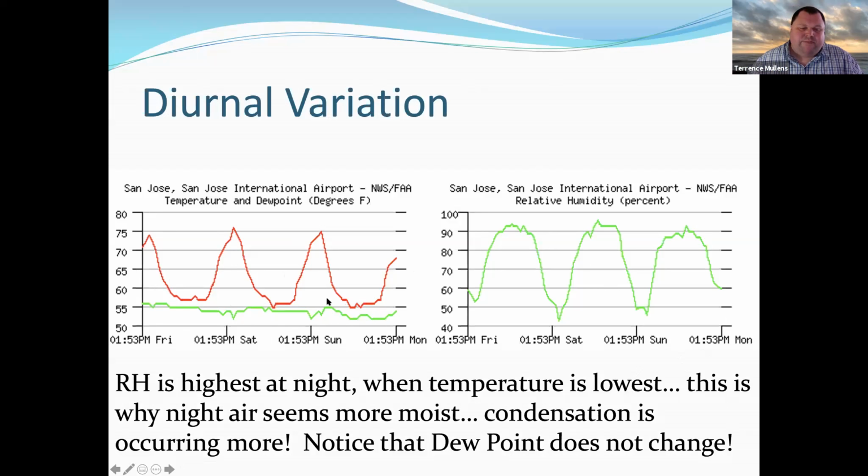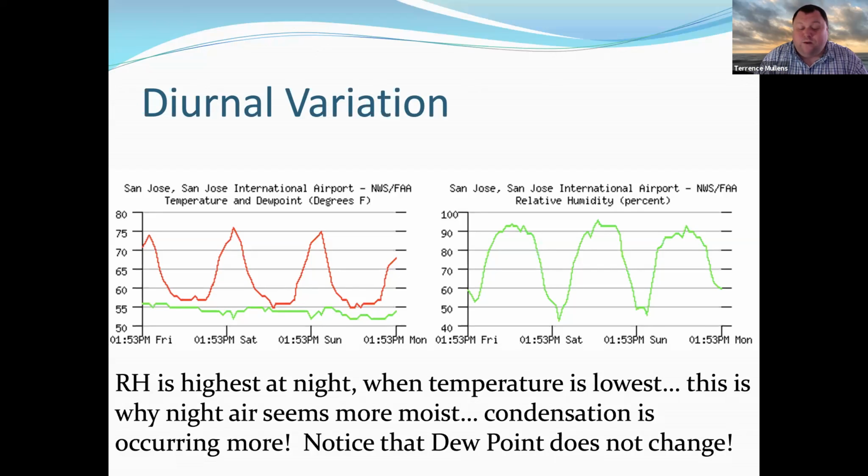Now let me take a second and talk about this other little graph down here, this other set right here, this other line. This other line represents what's called dew point temperature. Dew point temperature is the temperature that air needs to cool to in order to become saturated. It's actually a really good indicator of how much moisture is in the air.